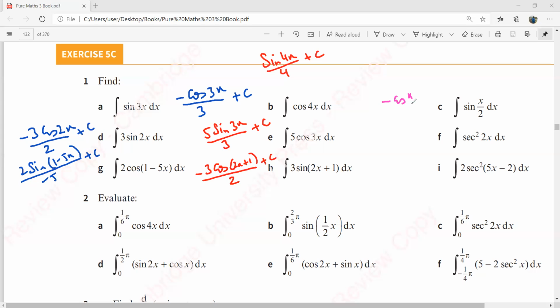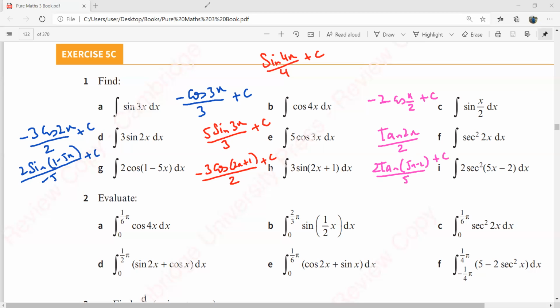Minus cos x by 2 over 1 by 2, that would become minus 2 cos x by 2 plus c. Secant square 2x gives tan 2x over 2. And 2 secant square 5x gives 2 tan 5x over 5. Never forget to write this plus c.